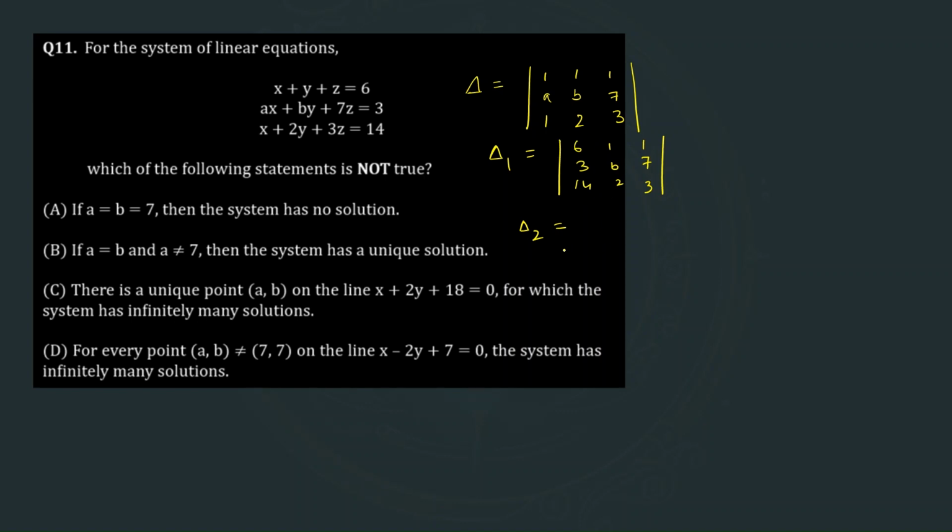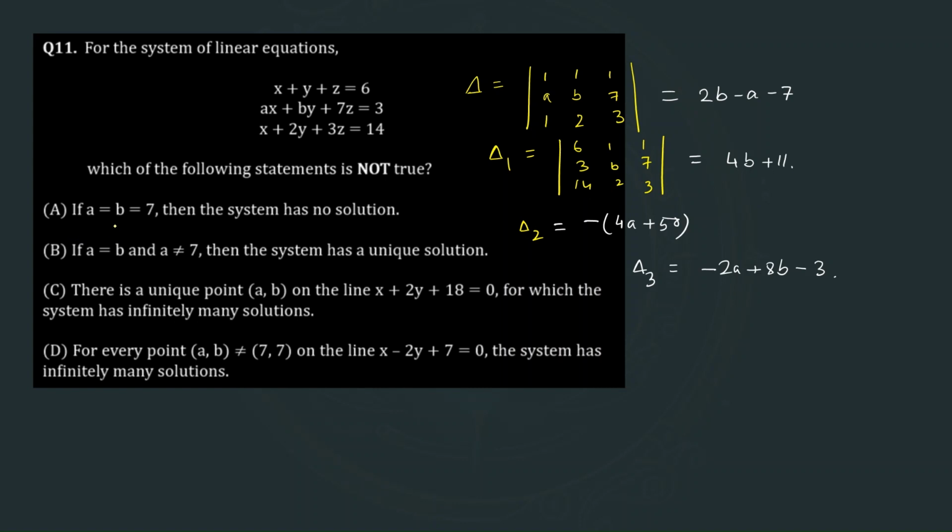So I am writing the expressions of all these determinants, which is delta comes out to be, if you calculate, 2b minus a minus 7. And delta 1, if you calculate, it comes out to be 4b plus 11. And delta 2, if you calculate, it comes out to be minus of 4a plus 50. And similarly, delta 3, if you calculate, it comes out to be minus 2a plus 8b minus 3. So we first calculate all the four determinants for this. Now we have to check the options one by one.